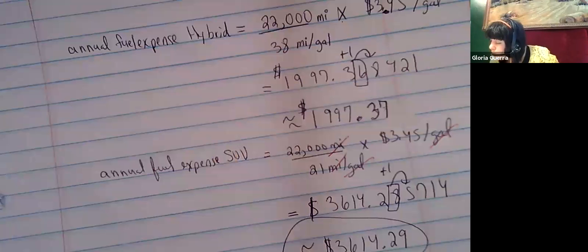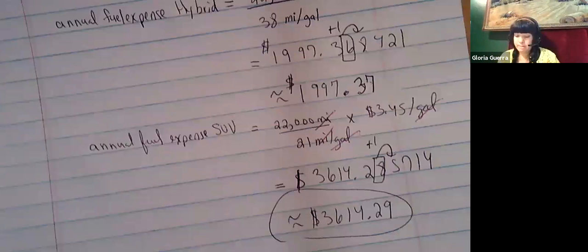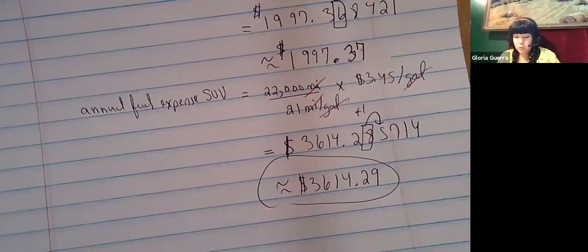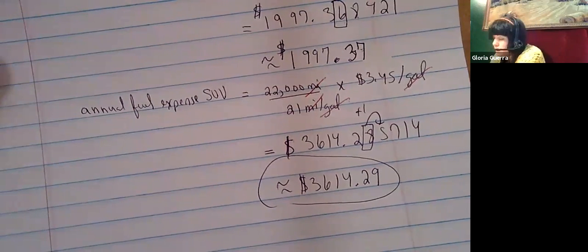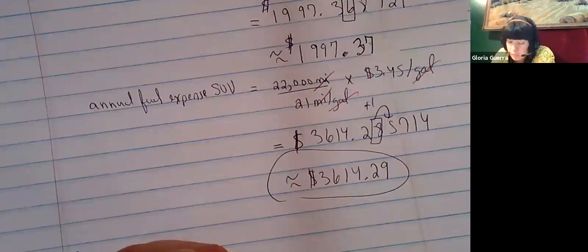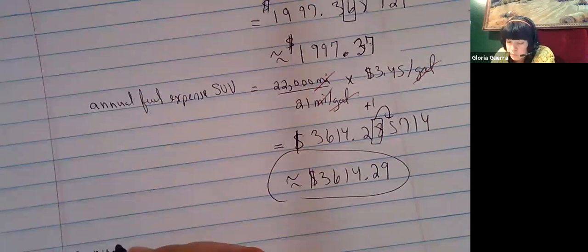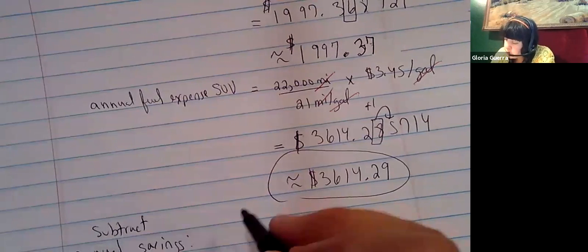So you have the hybrid, which does save money, it's lower. And then you have the SUV, okay? And they wanted to know what the savings was, compute the savings in fuel expenses. So you would have to subtract. Okay, so the annual savings: you subtract the larger minus the smaller.